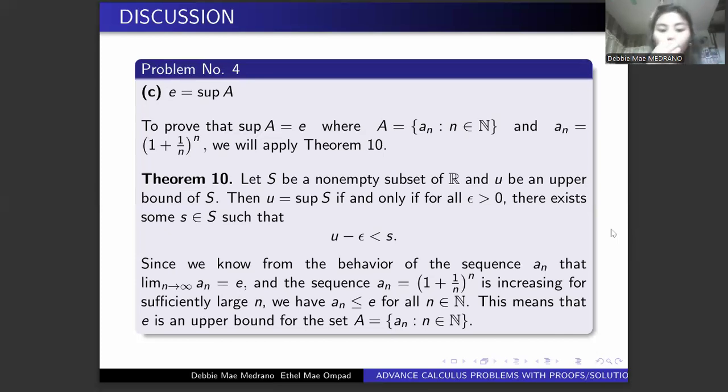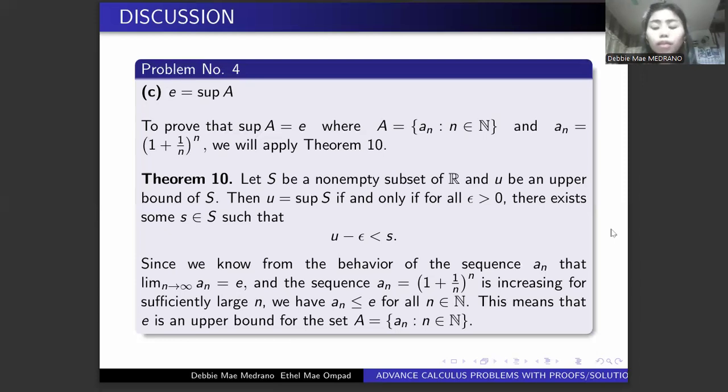in the past. So theorem 10 states that let S be a non-empty subset of R and U be an upper bound of S. Then U is equal to sup S if and only if for all epsilon greater than 0, there exists some s, an element of S, such that U minus epsilon is less than s.